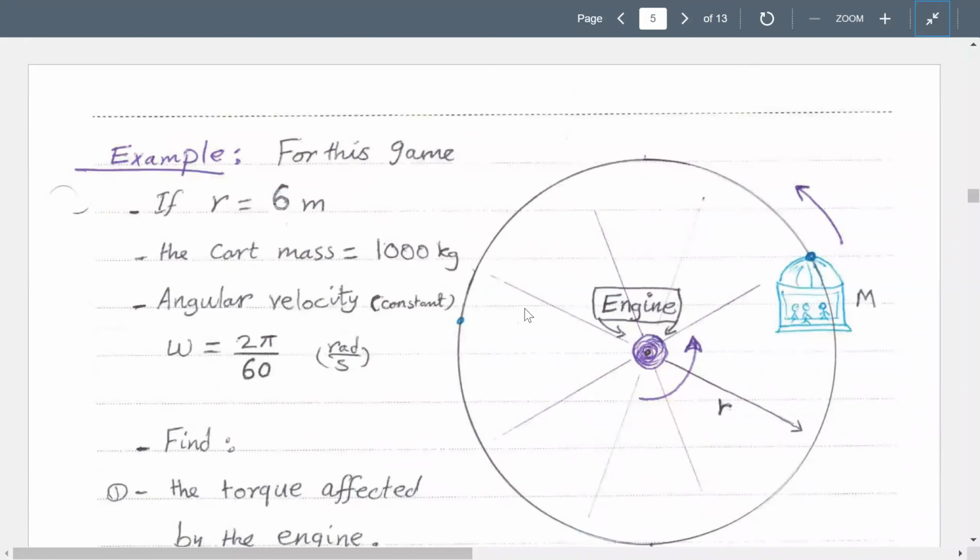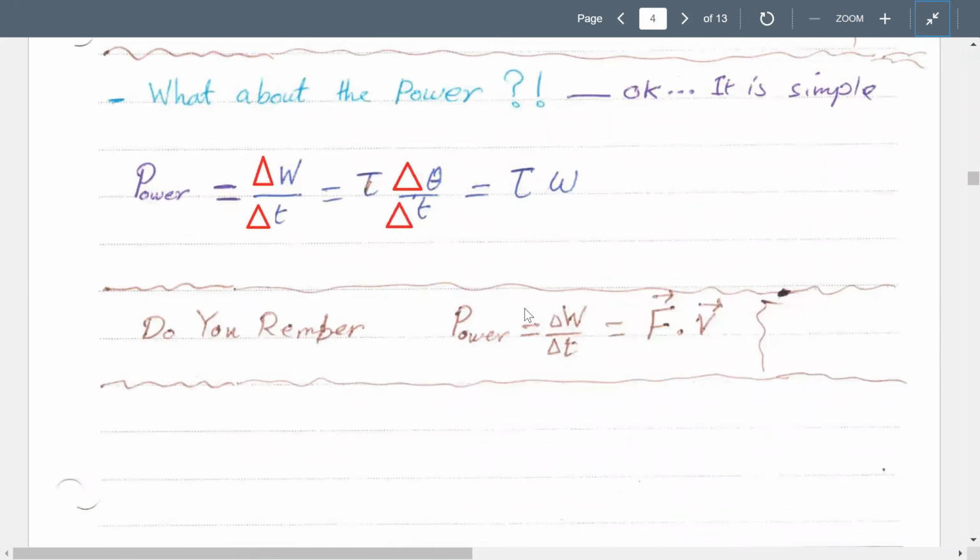Now we have this example. Any question about this? Okay, no questions.